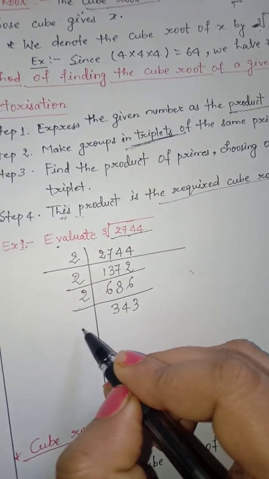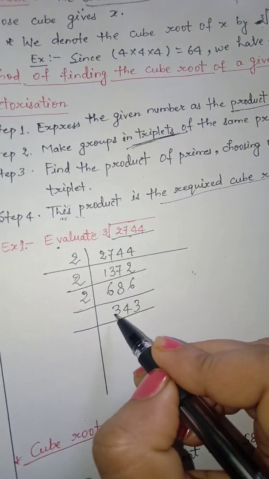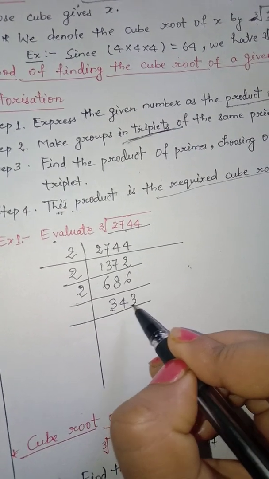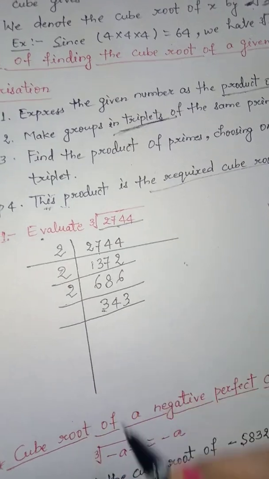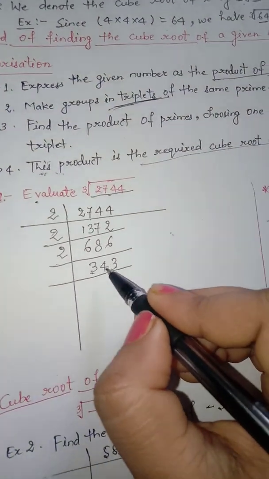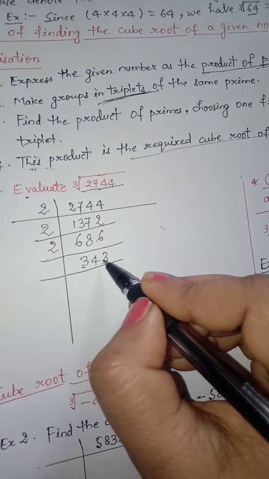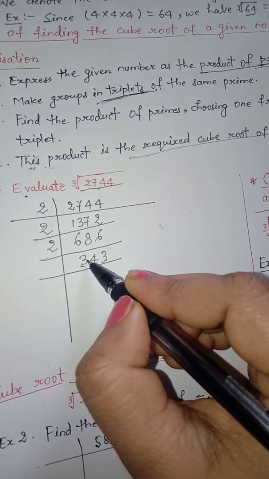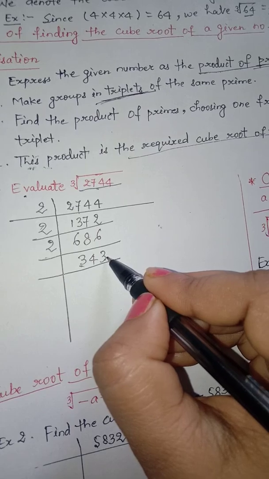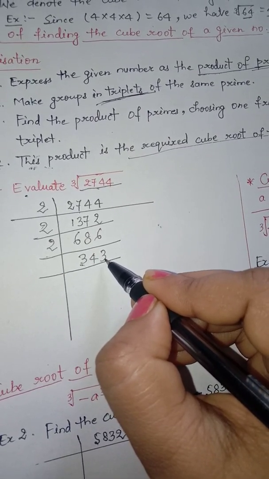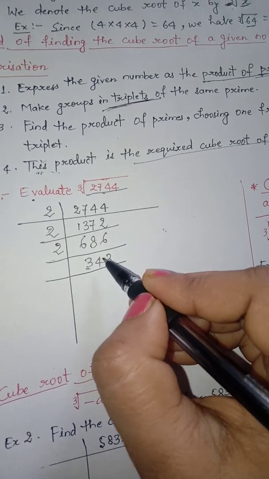343, and is it divisible by 3? No. How can we find whether any number is divisible by 3 or not? After adding the digits of the given number, 3 plus 4 is 7, 7 plus 3 is 10, and 10 is not a multiple of 3, that's why this number is not divisible by 3.